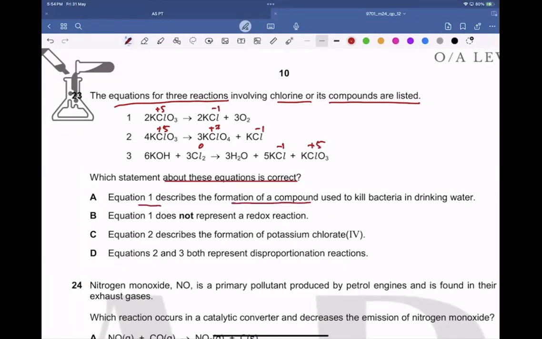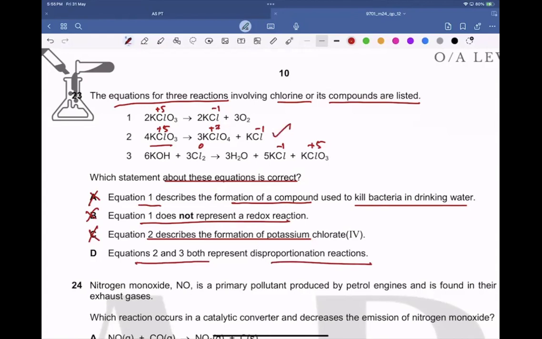Equation 1 describes the formation of a compound which is used to kill bacteria in drinking water. Not at all. Equation 1 does not represent the redox reaction. Yes, it is. Oxidation number is changing, so B is wrong. Equation 2 describes the formation of potassium chlorate. No, it's decomposition, not formation, right? So C is wrong. Equation 2 and 3 both represent disproportionation reaction. Yes, in both, chlorine is both oxidized and reduced. So yes, D is the correct answer.